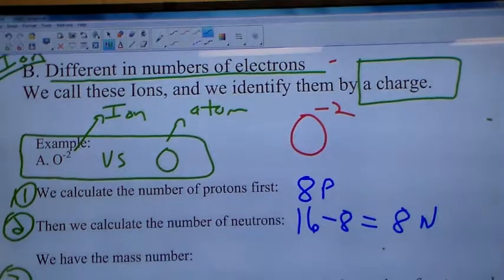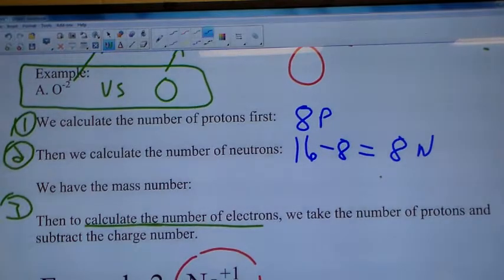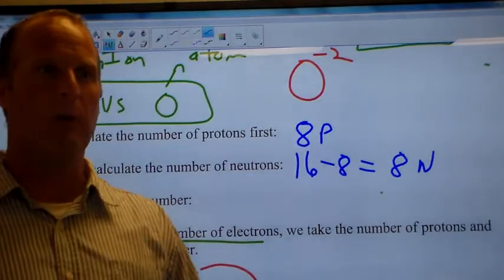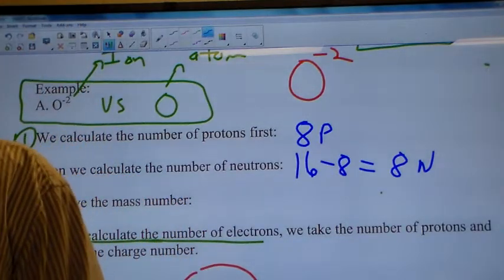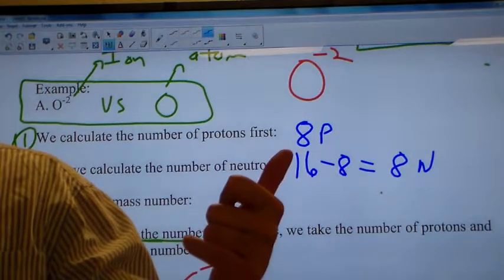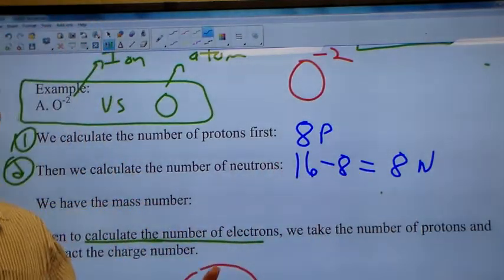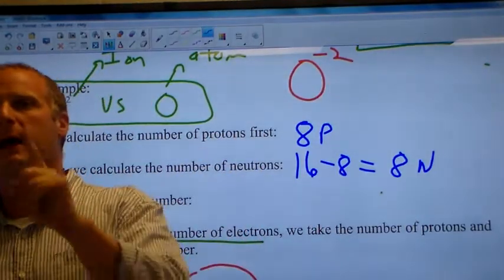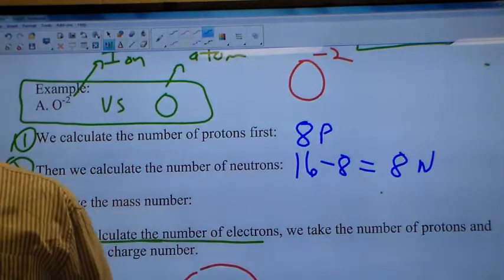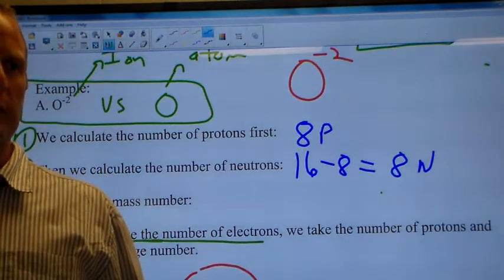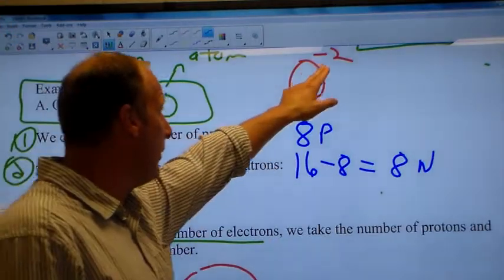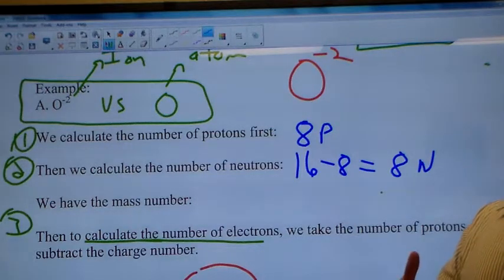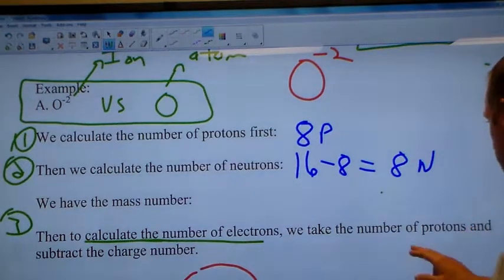Now, how are we going to calculate the number of electrons? There's actually 2 ways that we can do this for O minus 2. The best way is to say, okay, the number of protons cannot change. We've got to have 8 because we have O. So then let's adjust the electrons. A negative 2 means I have 2 more negative particles than neutral. What is a negative particle? Proton or electron? Electron. So this is telling me I have 2 more electrons. So I have 8 protons, so 2 more electrons than protons would be 10.